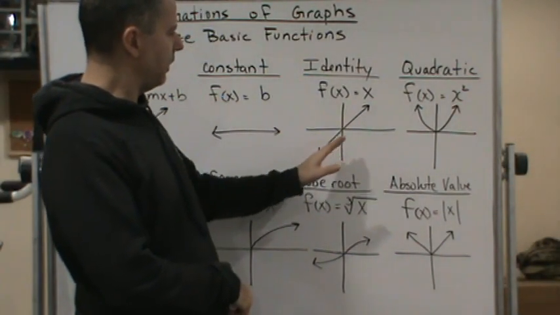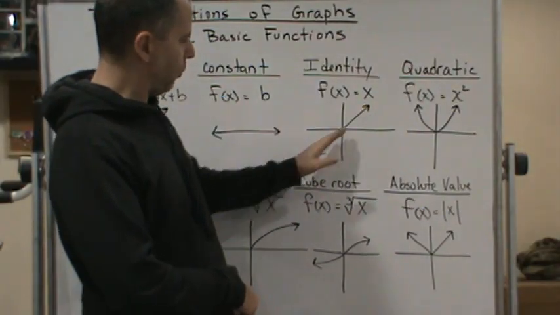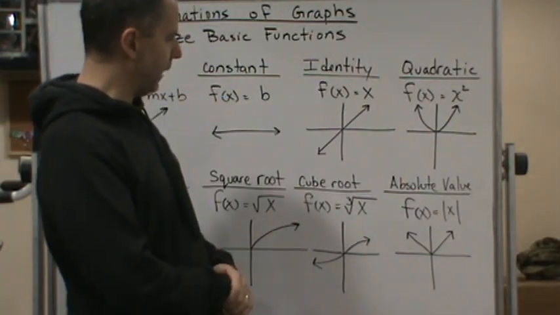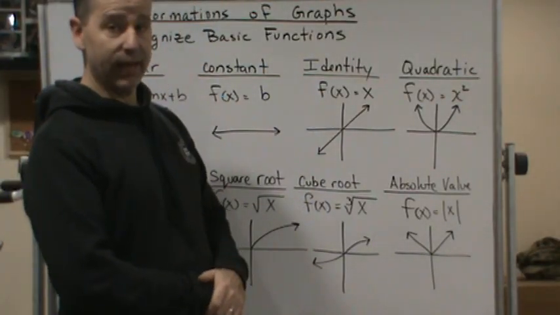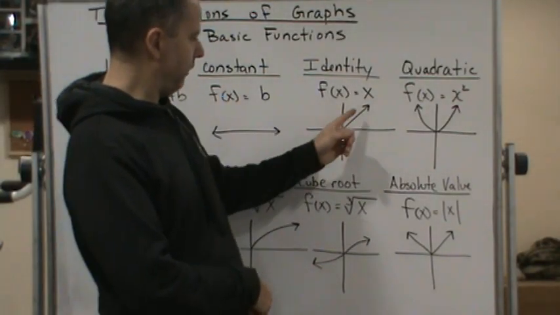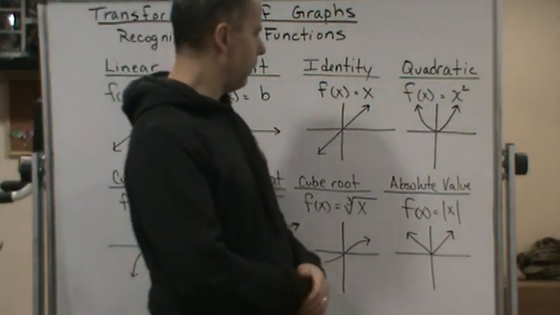And the identity function. The identity function is a line that goes straight through the origin, at a 45-degree angle, and it's all the values where y equals x. So all the values where x and y are equal. Okay?